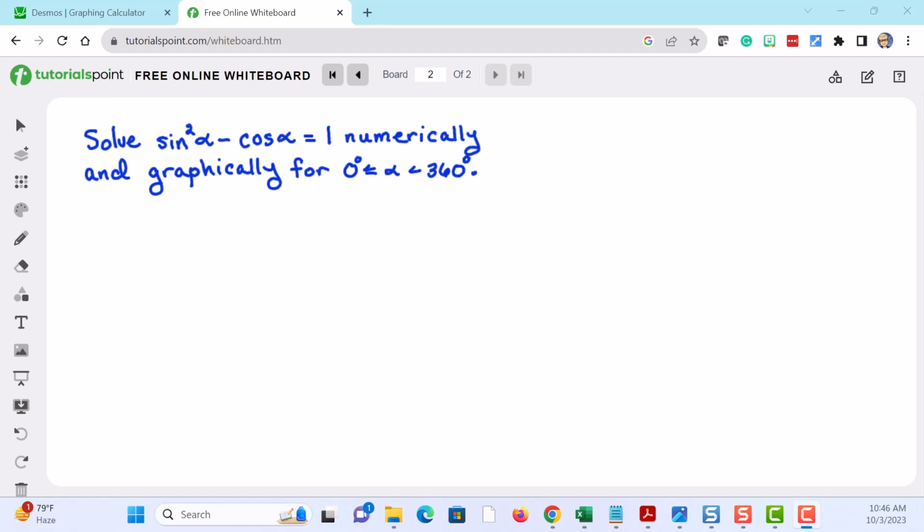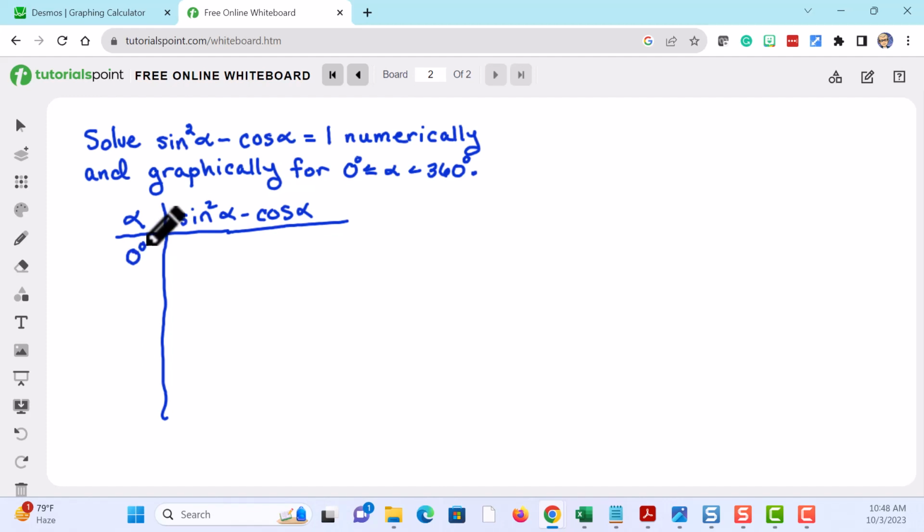In this video, our goal is to solve sine squared alpha minus cosine squared alpha equals 1 numerically and graphically for alpha between 0 and 360 degrees. To solve the problem numerically means that in essence we're going to make a table of values and just guess and check until we find something that works. So we'd start off with a value of alpha, and then we would evaluate sine squared alpha minus cosine alpha, and we would just continue evaluating until we found a value that worked.